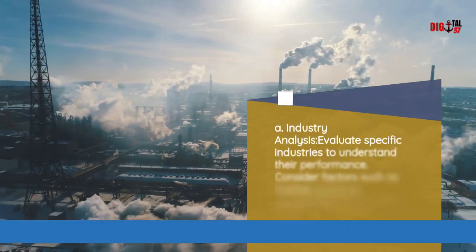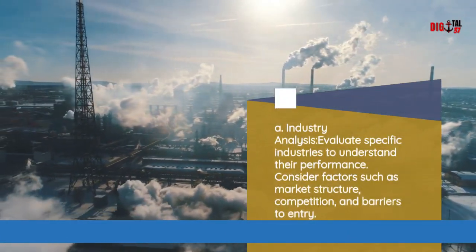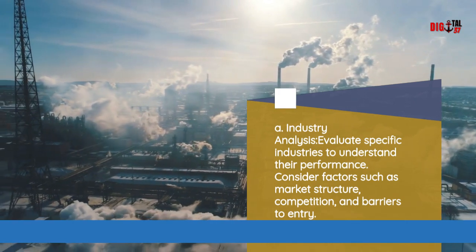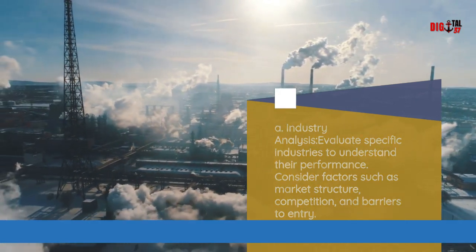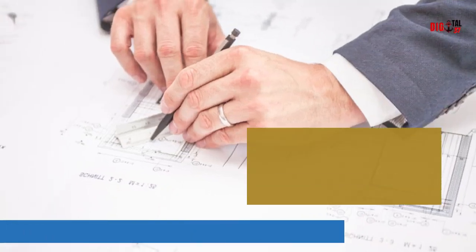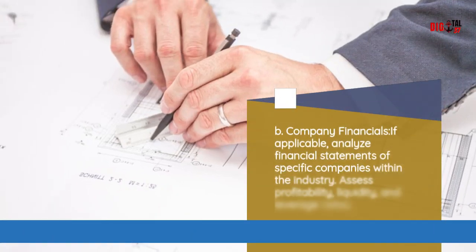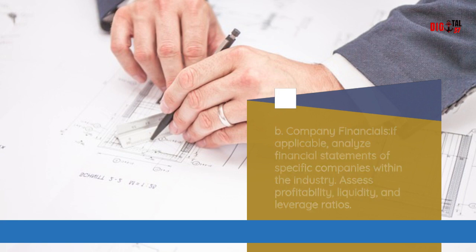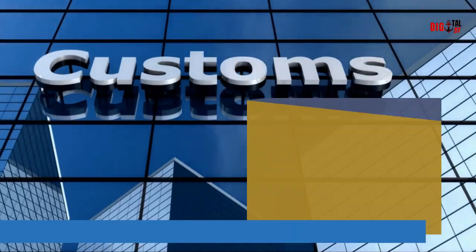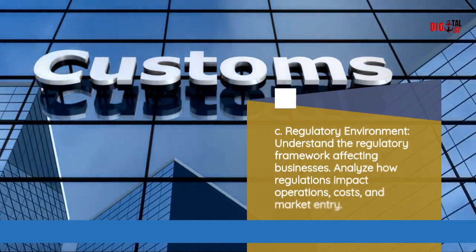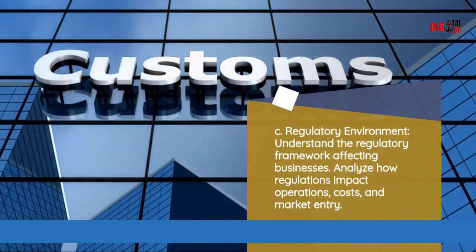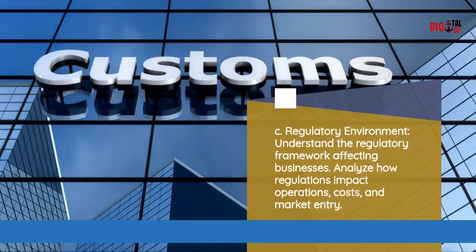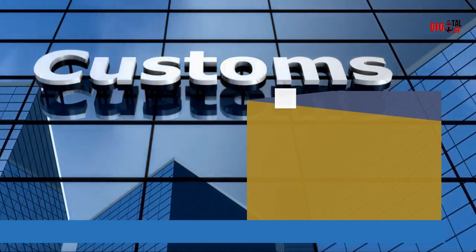3. Microeconomic analysis. A. Industry analysis. Evaluate specific industries to understand their performance. Consider factors such as market structure, competition, and barriers to entry. B. Company financials. If applicable, analyze financial statements of specific companies within the industry. Assess profitability, liquidity, and leverage ratios. C. Regulatory environment. Understand the regulatory framework affecting businesses. Analyze how regulations impact operations, costs, and market entry.